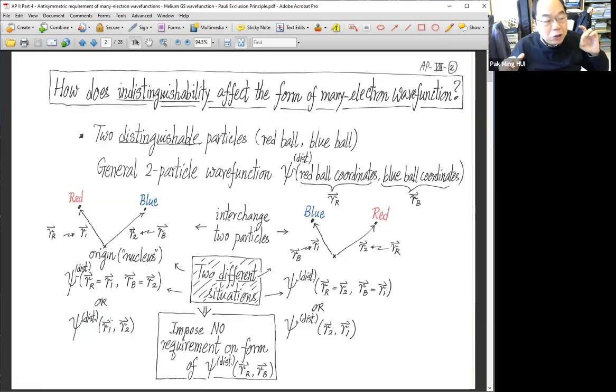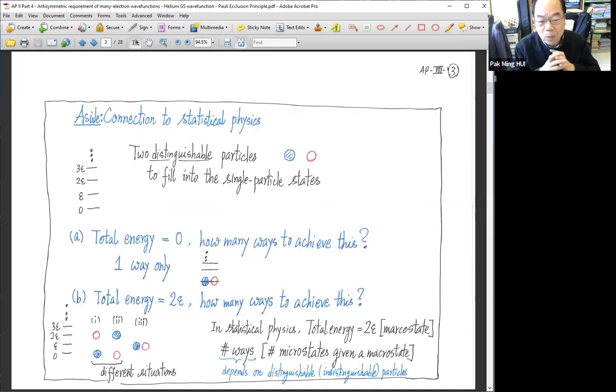Now, if the two particles are indistinguishable, we cannot label them red, blue, etc. They're just electrons, okay? Now you can already imagine if I interchange the coordinates, they refer to the same situation. Thereby, we will expect some relationship between such a situation and the other situation, okay? So this is just to warm up.